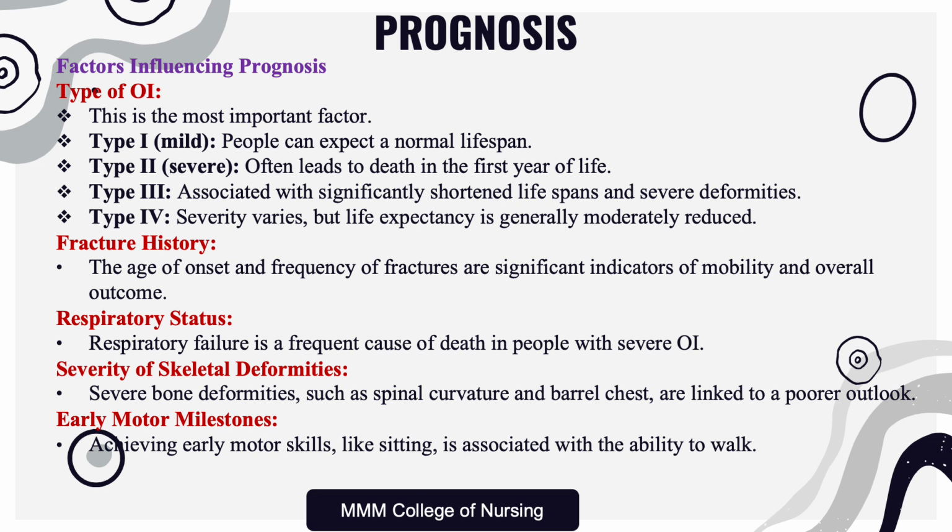Next is the fracture history. The age of onset and frequency of fractures are significant indicators of mobility and overall outcome. Next, respiratory status. Respiratory failure is a frequent cause of death in people with severe OI. Next is the severity of skeletal deformities. Severe bone deformities such as spinal curvature and barrel chest are linked to a poorer outlook. And early motor milestones. Achieving early motor skills like sitting is associated with the ability to walk.